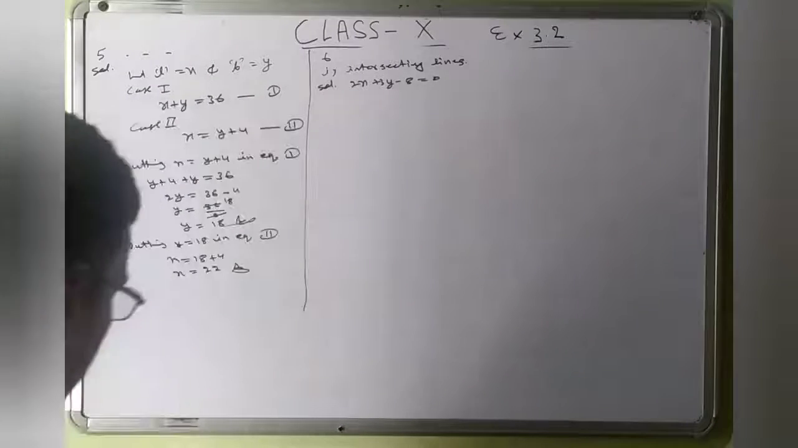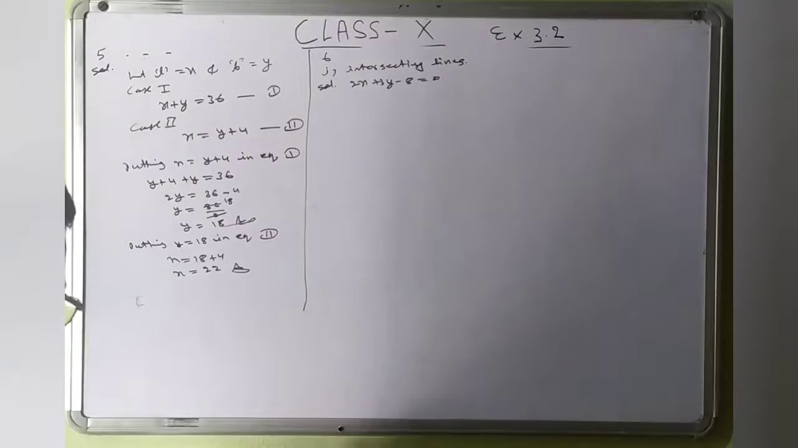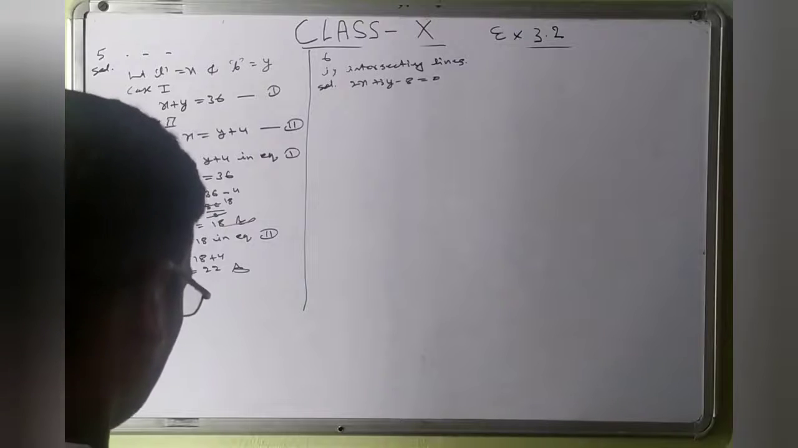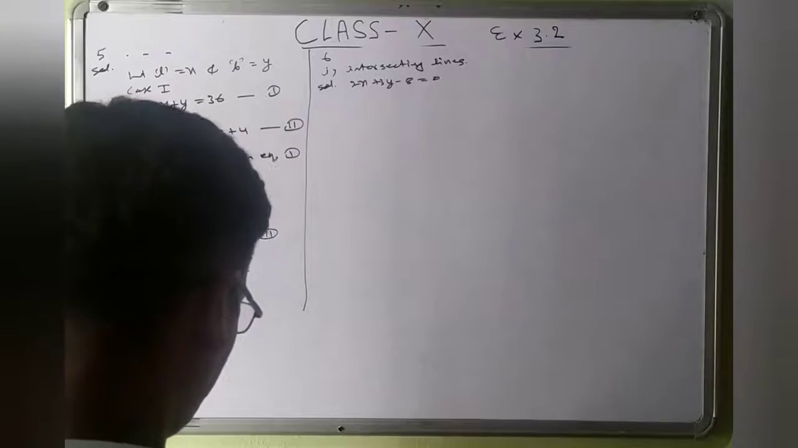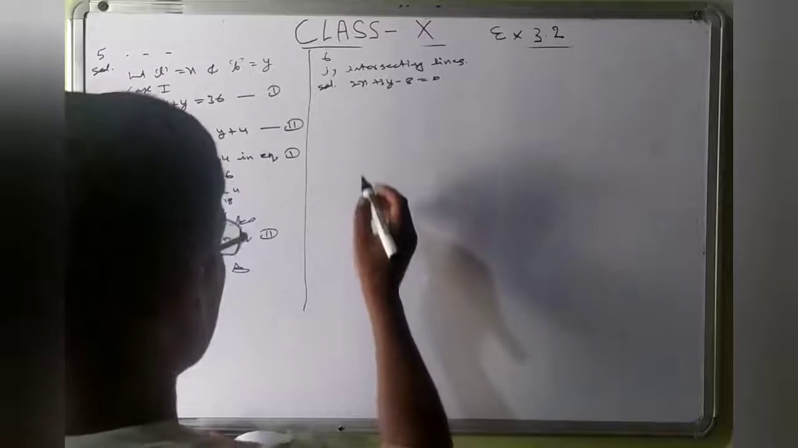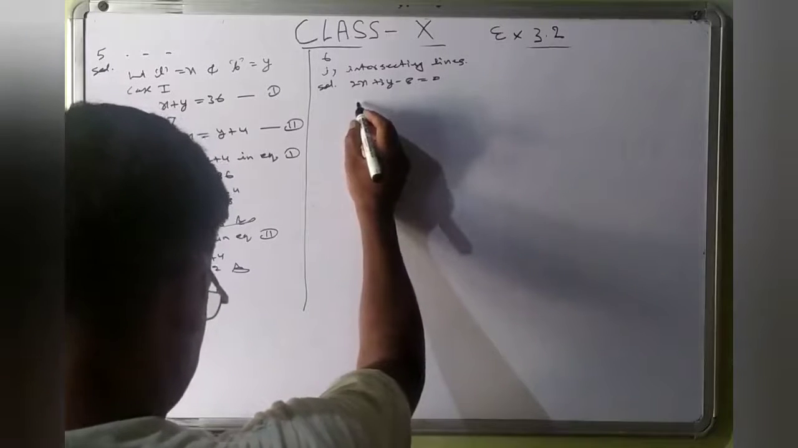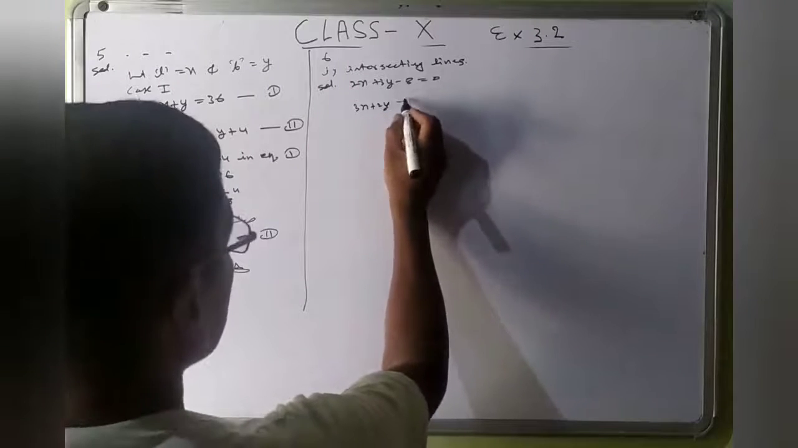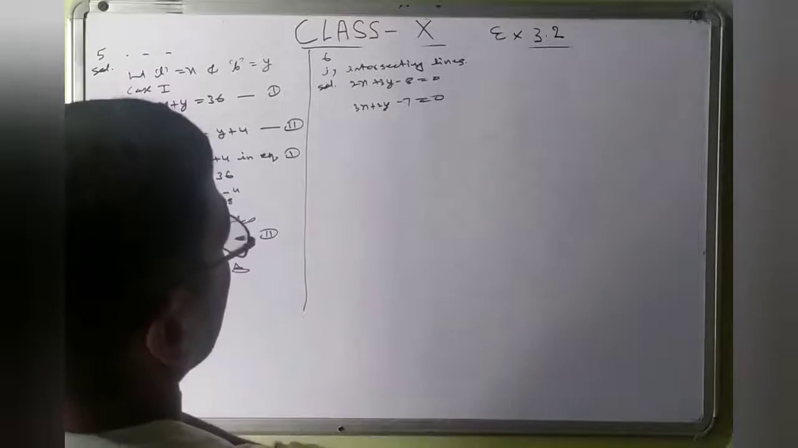Intersecting means, you can see the table also, a1 upon a2 is not equal to b1 upon b2. In that case we can write any type of equation, suppose you can write 3x plus 2y minus 7 is equal to 0.